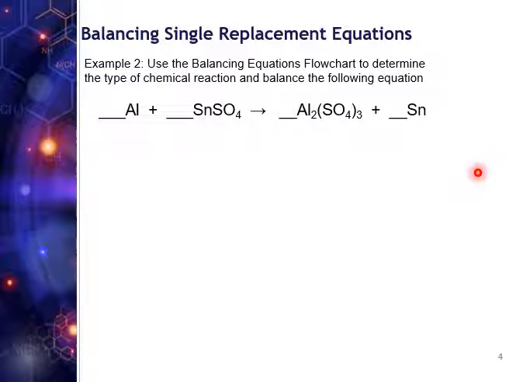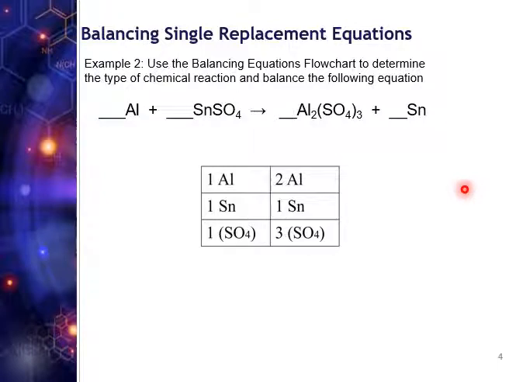Example 2. Use the balancing equations flowchart to determine the type of chemical reaction and to balance the following equation. We have an element plus a compound yields an element plus a compound. Aluminum is more active than tin. It replaces tin in the compound, and metallic tin is produced. Task 1 is to write down what you know. 1 aluminum, 1 tin. The sulfate group stays together, so 1 sulfate group on the left. On the product side, 2 aluminums, 1 tin, and 3 sulfates.